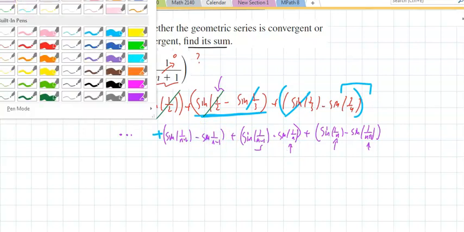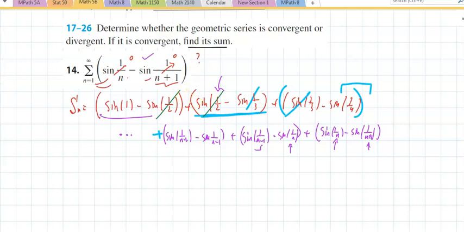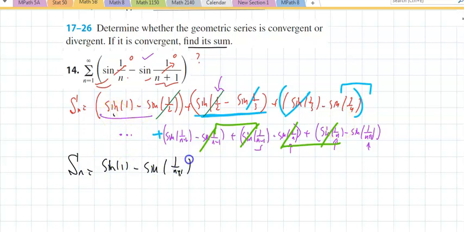Just like we canceled the first, we notice toward the end, this and that cancel out, and those two cancel out. Once one term cancels out, I know everything in between is going to cancel out, and S sub n is really the sine of 1 minus the sine of 1 over n plus 1.